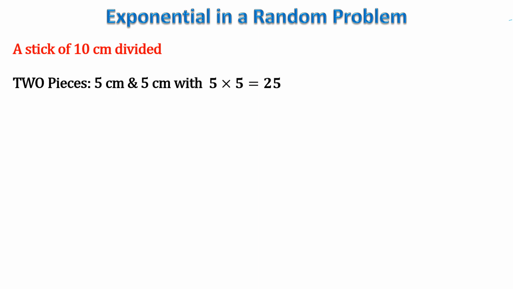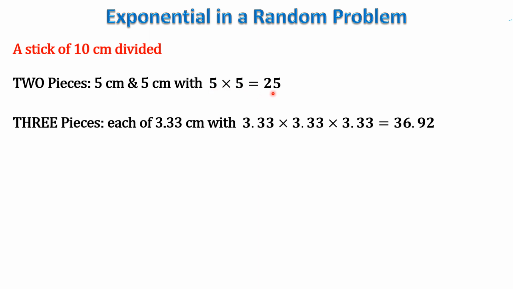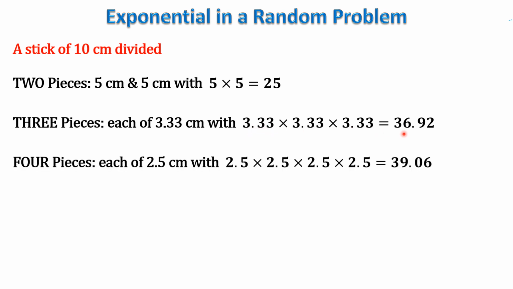This is the last and, I believe, most interesting example, which tells the weirdness of this exponential function. Let us consider a stick of 10 centimeters, 10 units, that is divided into two identical parts, 5 centimeter and 5 centimeter, and the multiplication of these two numbers, 5 into 5, leads to 25. Then we chop this stick of 10 centimeters into three equal parts, each of 3.33 centimeters. The multiplication of 3.33 three times leads to 36.92.